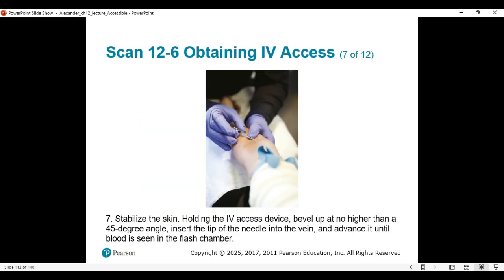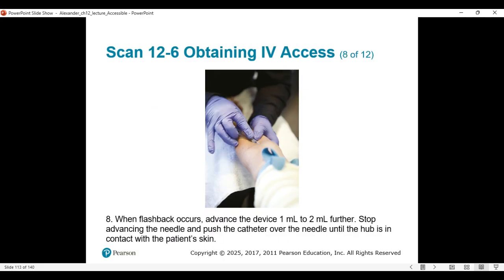Stabilize the skin, holding the IV device, bevel up, no higher than a 45-degree angle. Insert the tip into the vein, advance it until we see a flash in the chamber. Once flash occurs, we advance the device 1 millimeter. This is millimeter, not milliliter, or 2 millimeters further. Stop, and then we're going to push the catheter over the needle until the hub makes contact with the skin, like she's got there.